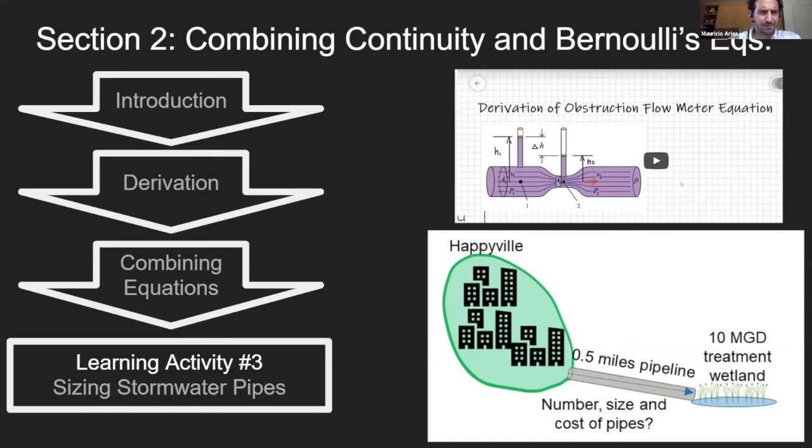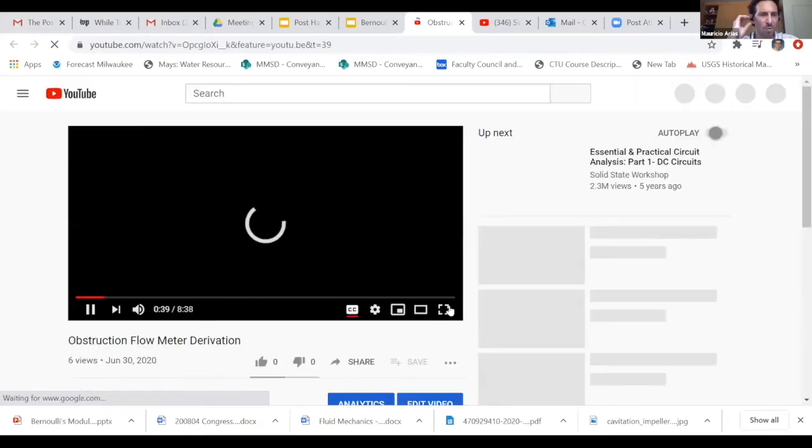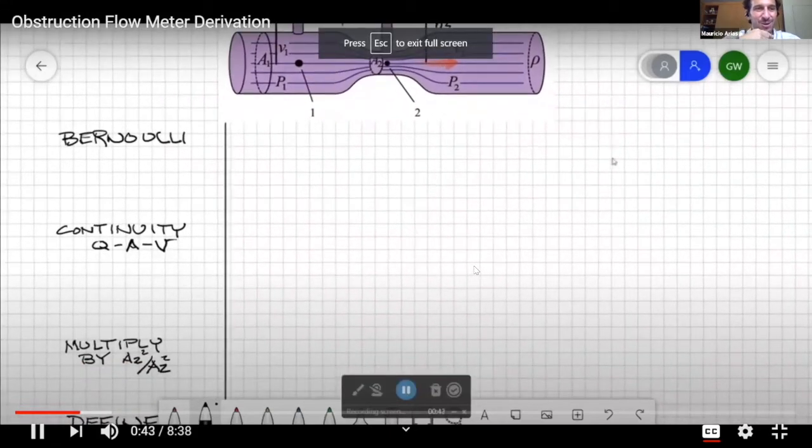So we first derive the continuity equation here, and then we explain how we combine that equation with the Bernoulli's equation. For that, Willie actually recorded a very nice video here of the derivation of the obstruction flow meter equation. We're not going to watch the 8 minutes of it. We're just going to quickly show that.